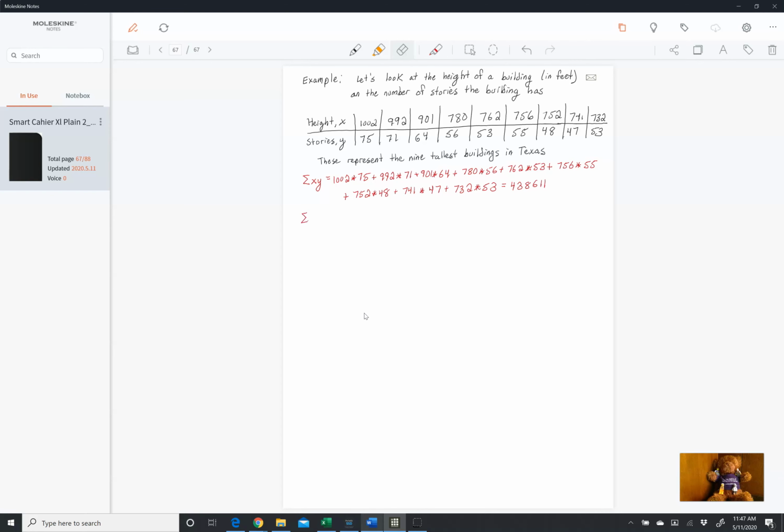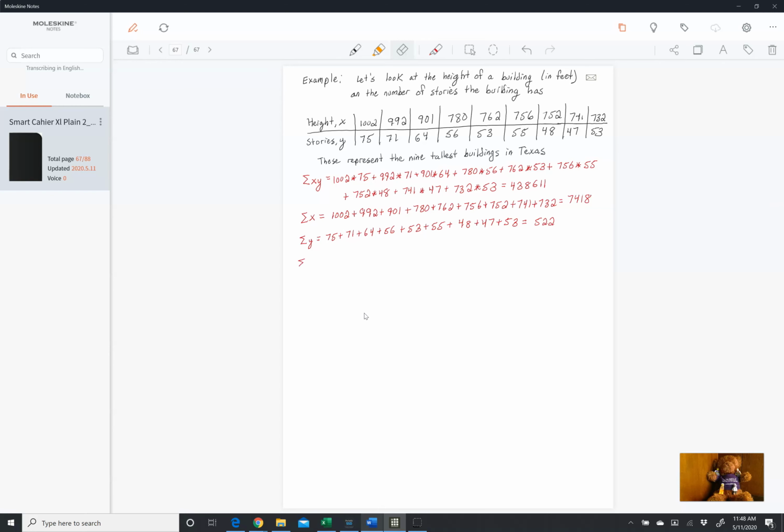We then need to calculate the sum of the x values. So we just add all of our x values together. And we get 7,418. We have to do the same thing for our y's. These are the things that we use in the equation. Sum of our y values here is 522.